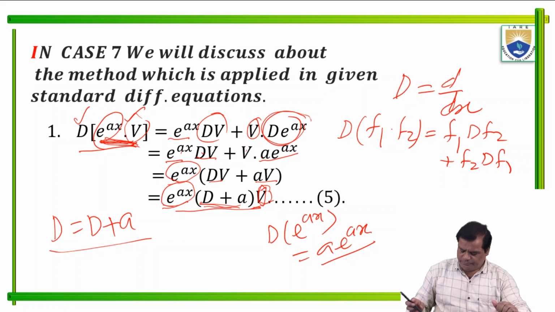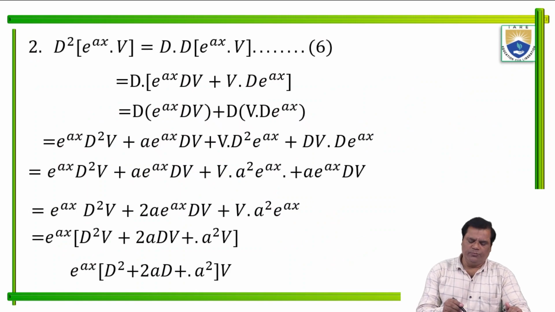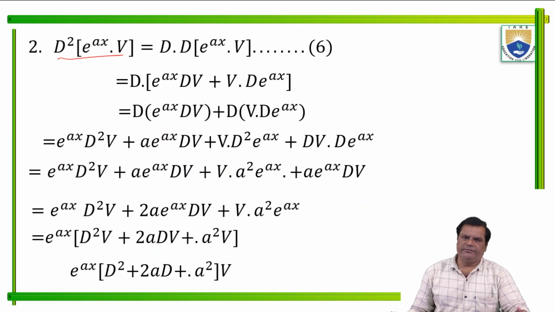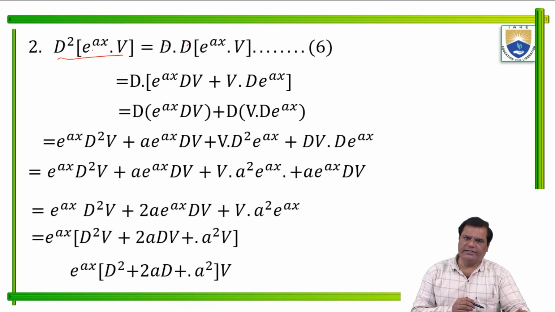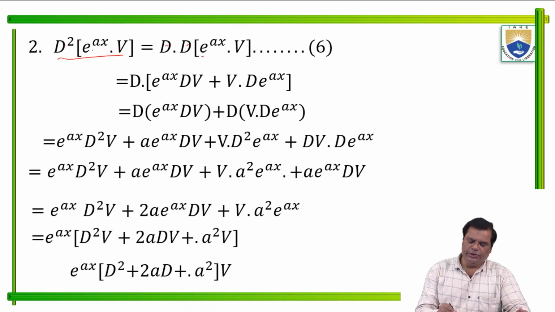This is proved. The next result is again one we are proving, with two-time differentiation: D square of e to the power ax into v. So we write D square as D into D, two-time differentiation with respect to x, of e to the power ax into v. There are two functions, so again we apply the product formula here.